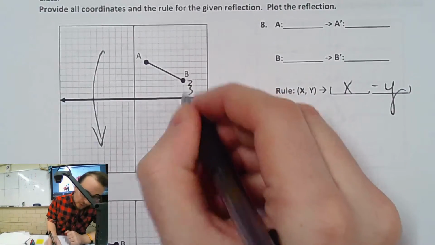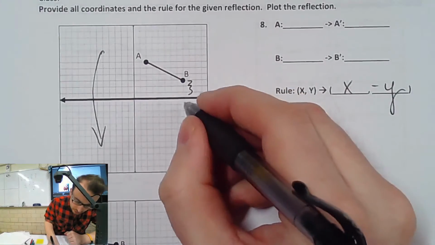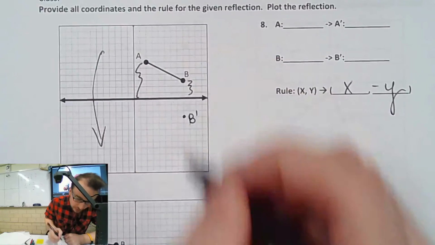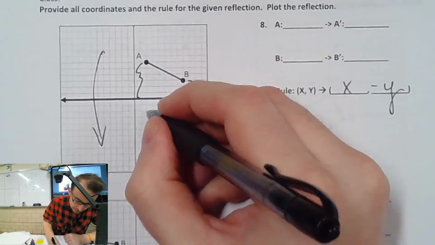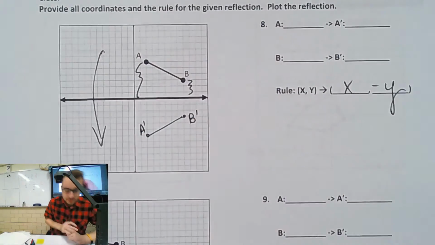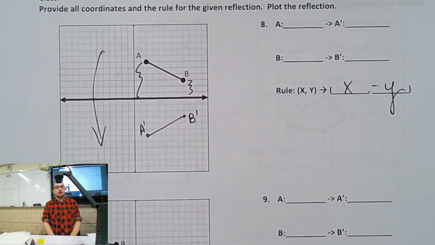B is 3 away from the line of reflection, so it's going to be 3 away after we reflect it. A is 6 away from the line of reflection, so it's going to be 6, 1, 2, 3, 4, 5, 6 after we reflect it. There it is. Or you could write down the coordinates and negate the y, whatever.